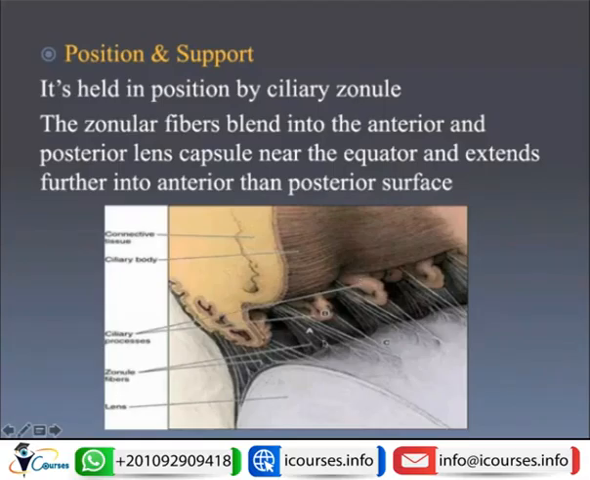These zonular fibers arise from the ciliary body and fuse to the equator of the lens, and they extend into the equator more onto the anterior surface than the posterior surface. So if we consider this is the ciliary body and this is the ciliary process from which the zonules are attached, they adhere to the lens capsule in the equator region, extending more anteriorly than posteriorly.